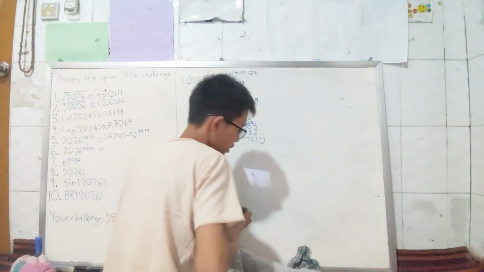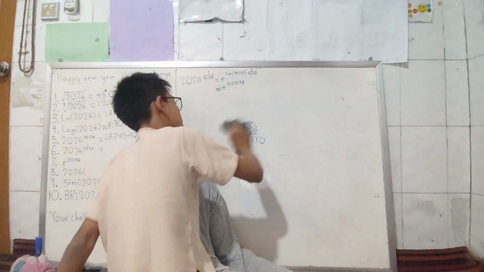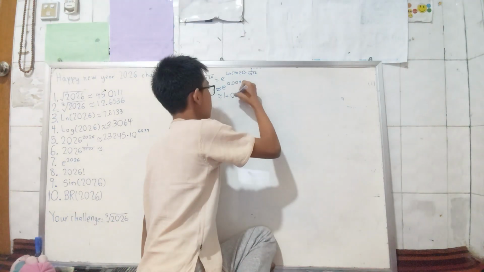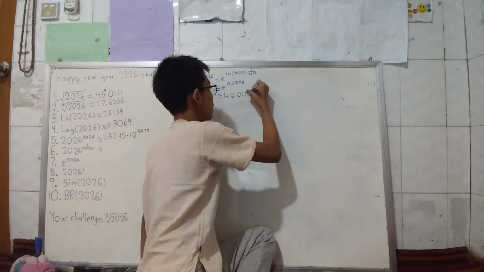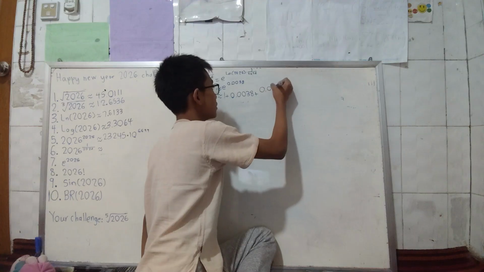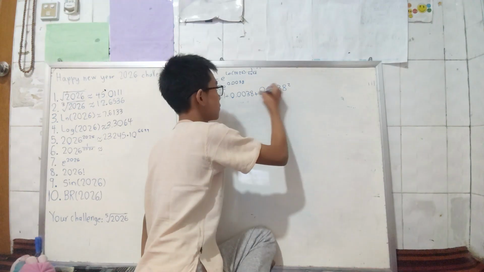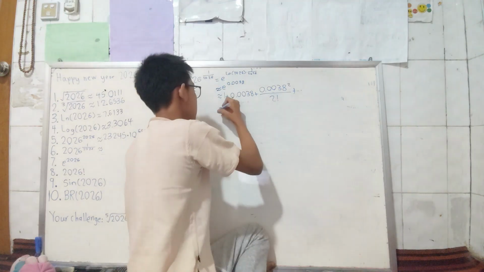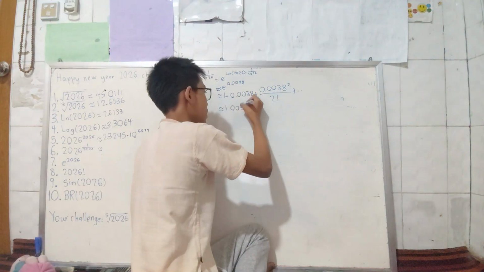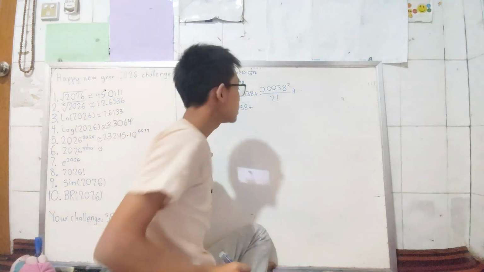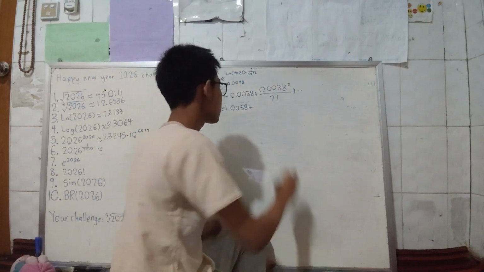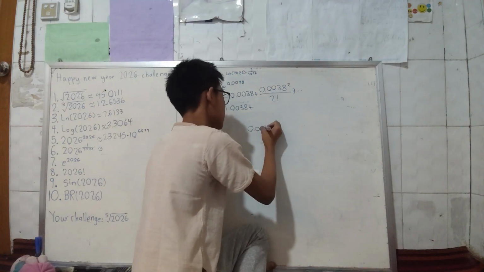0.0038. And then if we try to use the Taylor series, we get 1 plus 0.0038 plus 0.0038 squared over 2 factorial plus and so on. That's going to be 1.0038 plus this term. Is it less than 0.0001? Let's check. 0.0038.